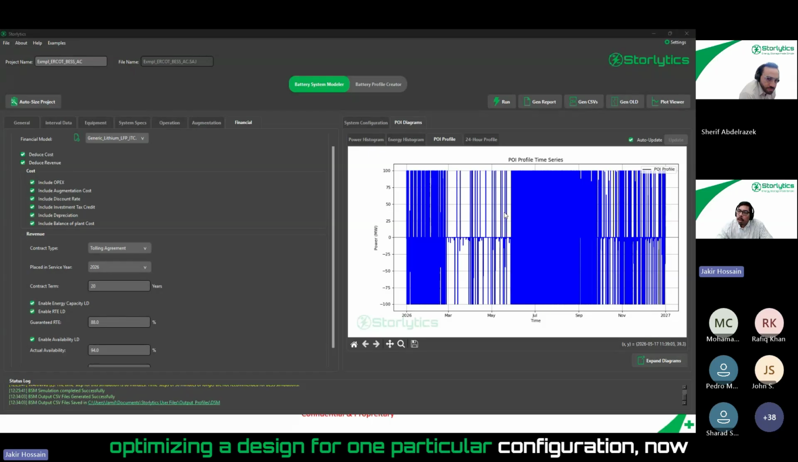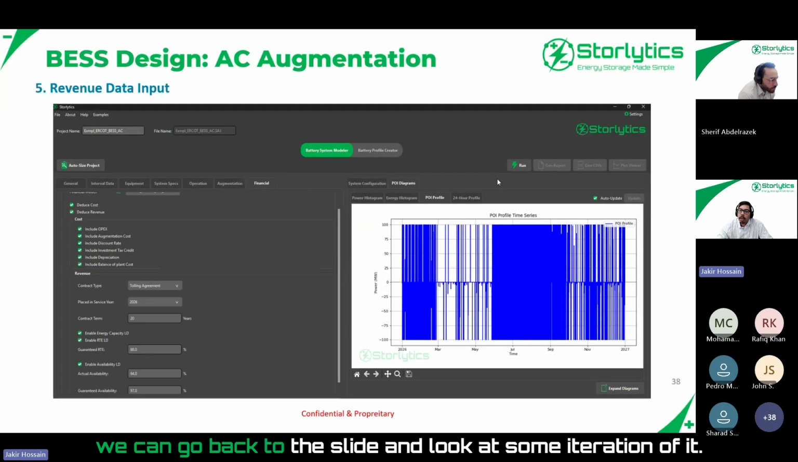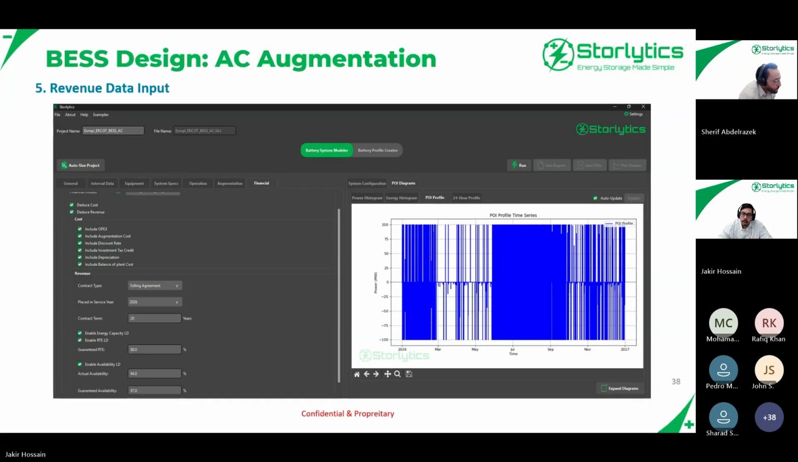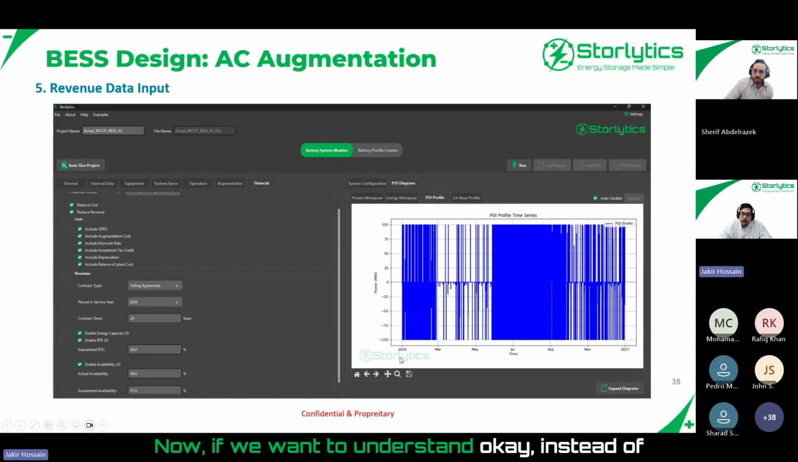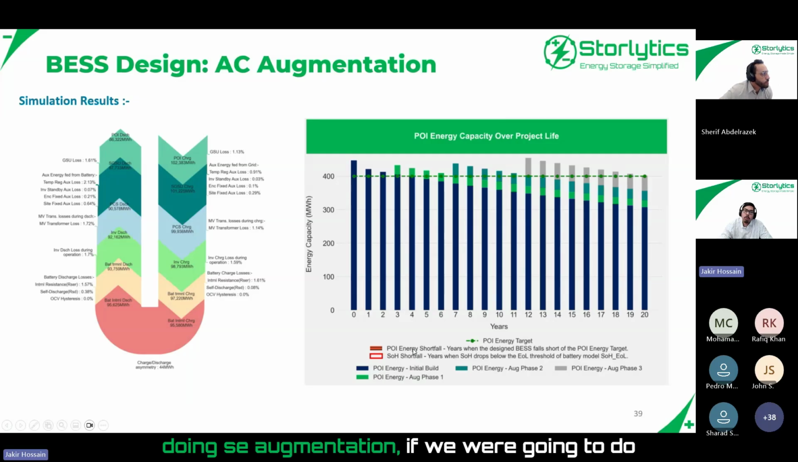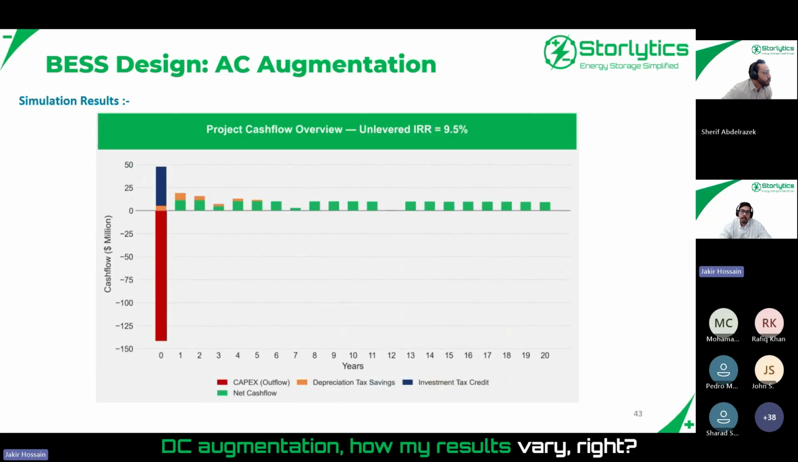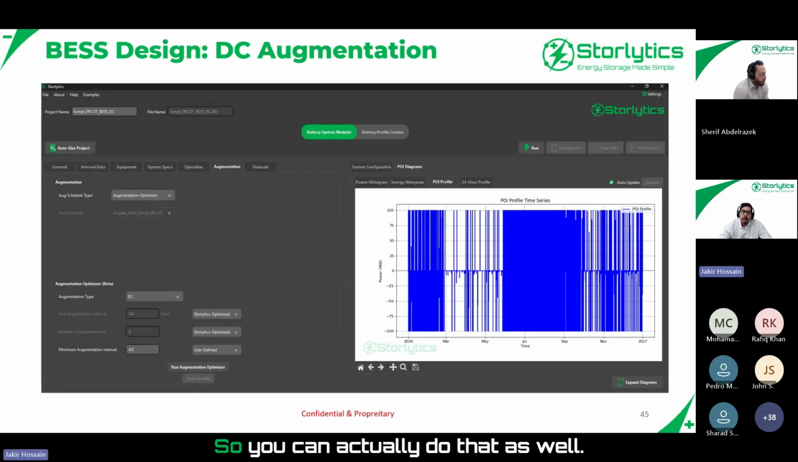Okay. So now that we have seen how to go about designing and optimizing a design for one particular configuration, we can go back to the slide and look at some iteration of it. All this we have done for AC augmentation. Now, if we want to understand how my results vary if we were going to do DC augmentation instead, you can actually do that as well. We also provided an example file with the same file name, but underscore DC. You can go ahead and run that.